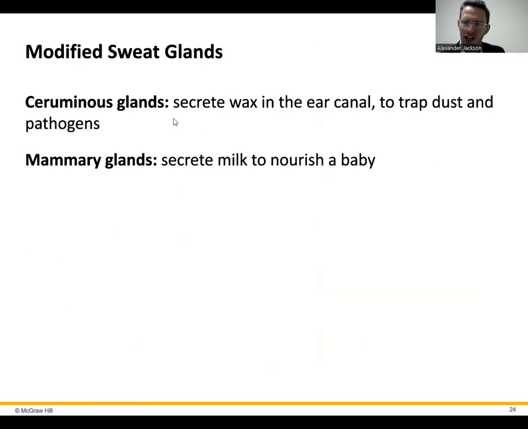And then there's a couple of different glands. These are actually modified sweat glands, if you think about it in terms of embryology. The ceruminous glands, there we go. They are the wax secretors in your ears.